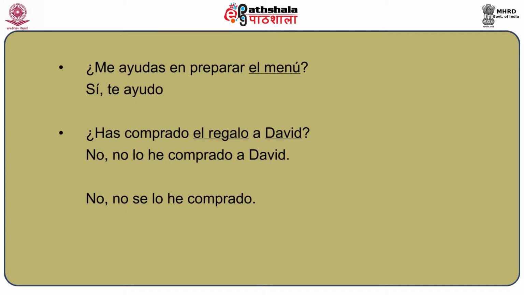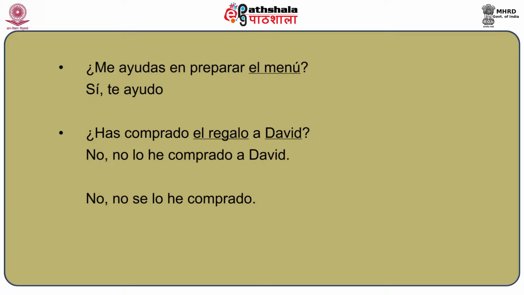¿Has comprado el regalo a David? If we substitute only the direct object, then we'll say no, no lo he comprado a David. If we substitute both the direct object and the indirect object, then it will be no, no se lo he comprado. So in the first sentence, when we are substituting the direct object only, the name David remains in the sentence.